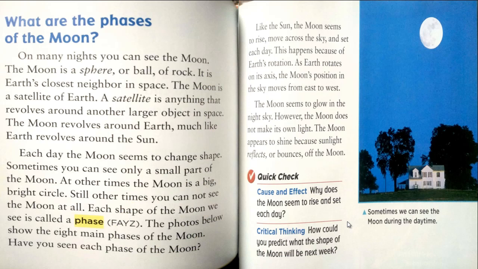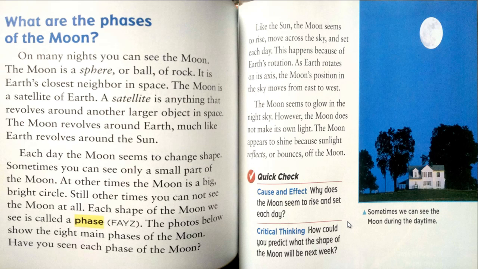Like the sun, the moon seems to rise, move across the sky, and set each day. This happens because Earth's rotation around its axis causes us to see the moon move from the east to the west every day. The moon seems to glow in the night sky, but it does not emit any light. It does not have any light. The moon appears to shine because sunlight reflects on it.